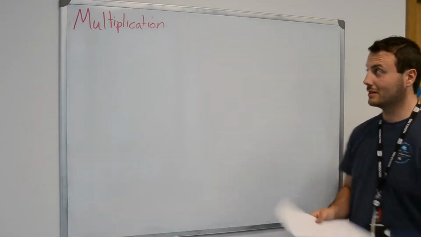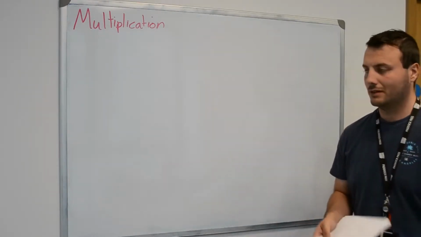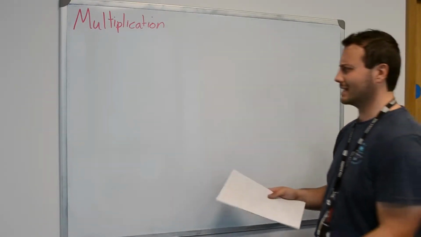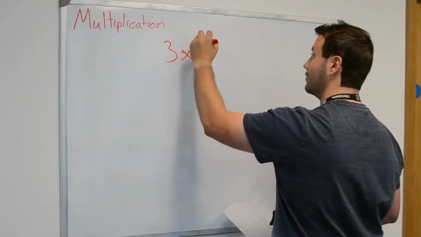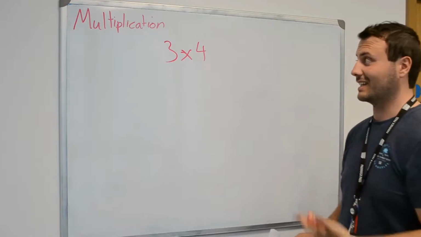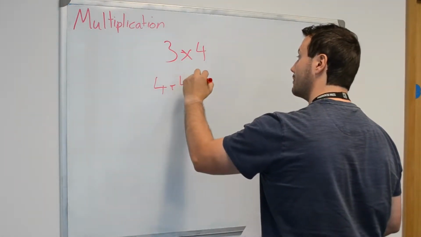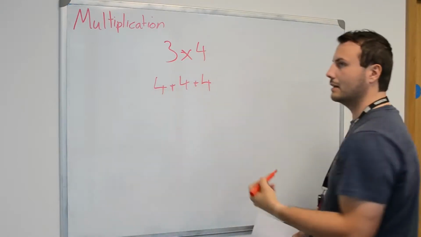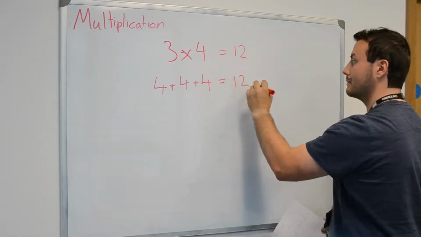With multiplication, we need to think of it as a contraction of addition. So what does that exactly mean? Let's take the example of 3 times 4. Another way of saying that is 3 lots of 4. So you could say 4 plus 4 plus 4. They both mean exactly the same thing, and they come to the same answer, which is 12.